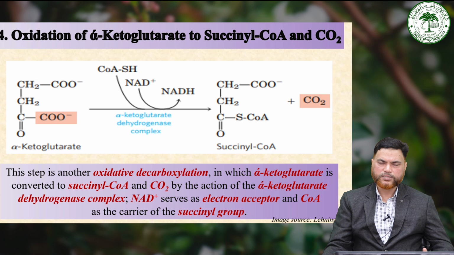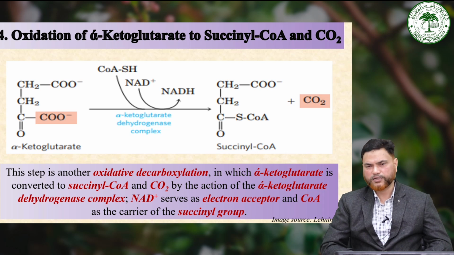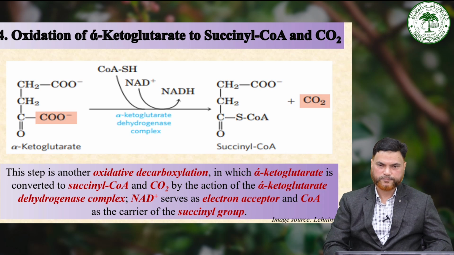Basically, both succinyl coenzyme A and NADH are energy-rich compounds and play very crucial roles as a source of metabolic energy. NADH can generate ATP through the electron transport chain, whereas succinyl coenzyme A is further metabolized in the TCA cycle.